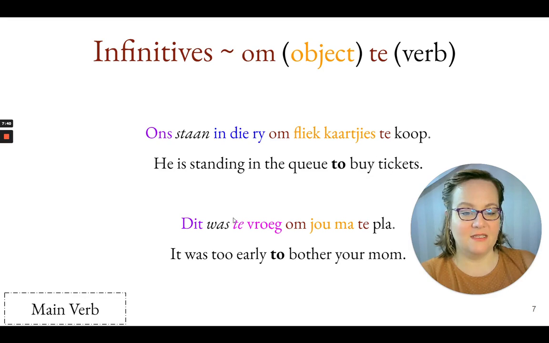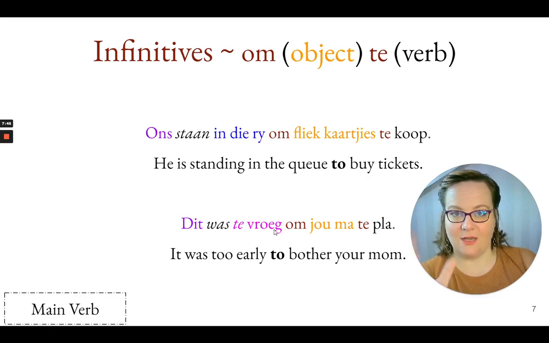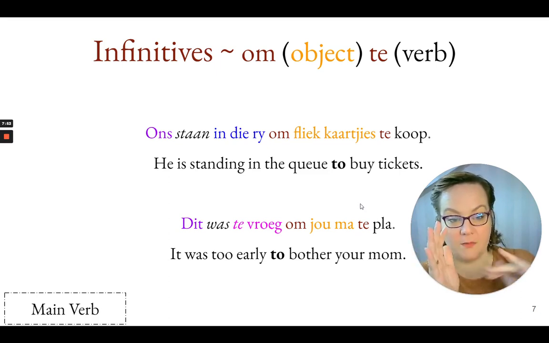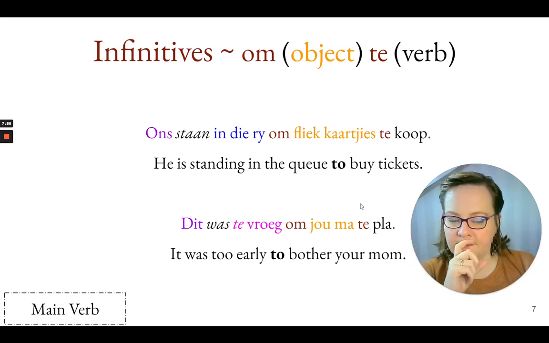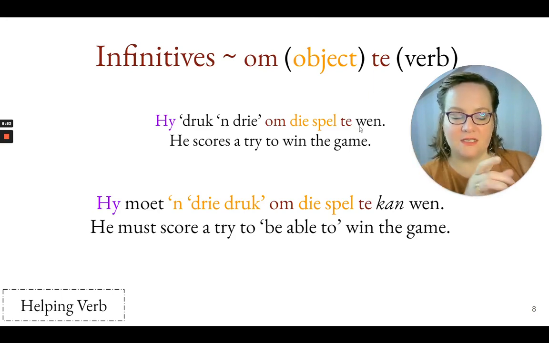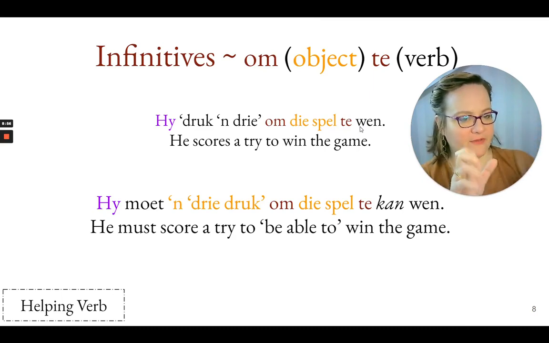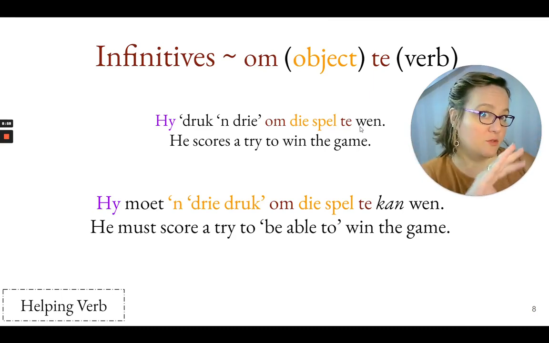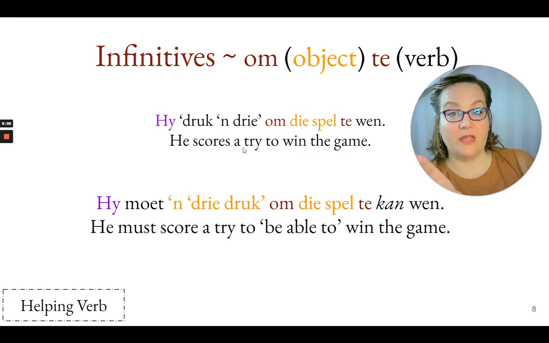Dit was te vroeg. Okay, dit was te vroeg. It was too early. Sentence. And then reason, om jou ma te pla. To bother your mom. Okay, om jou ma te pla. So you can insert an object in between that om and the te. With a helping verb, you are still adding the helping verb to the end of the sentence before the other main verb. So the first sentence here is just a normal sentence, normal infinitive, without the helping verb.